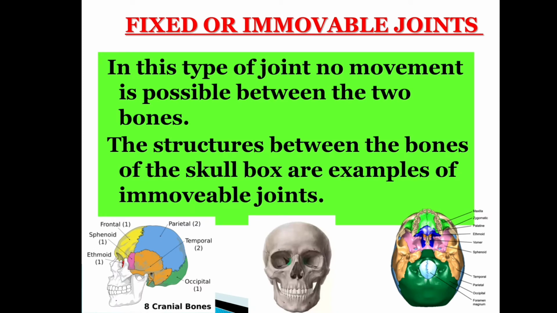Fixed or immovable joints. In this type of joint, no movement is possible between the two bones. The structures between the bones of the skull box are examples of immovable joints. It cannot be moved.